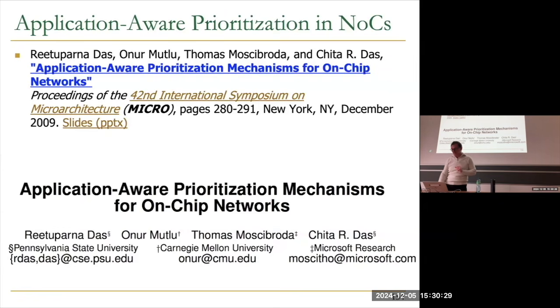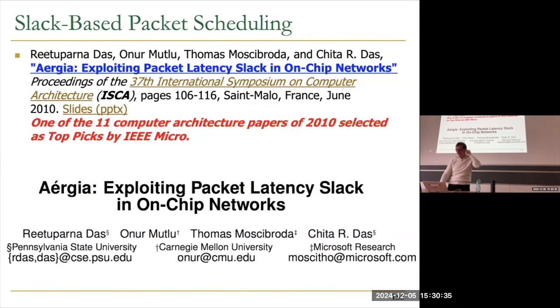Okay. Now I'm going to give you another example of prioritization that takes into account application characteristics, and that's Slack.